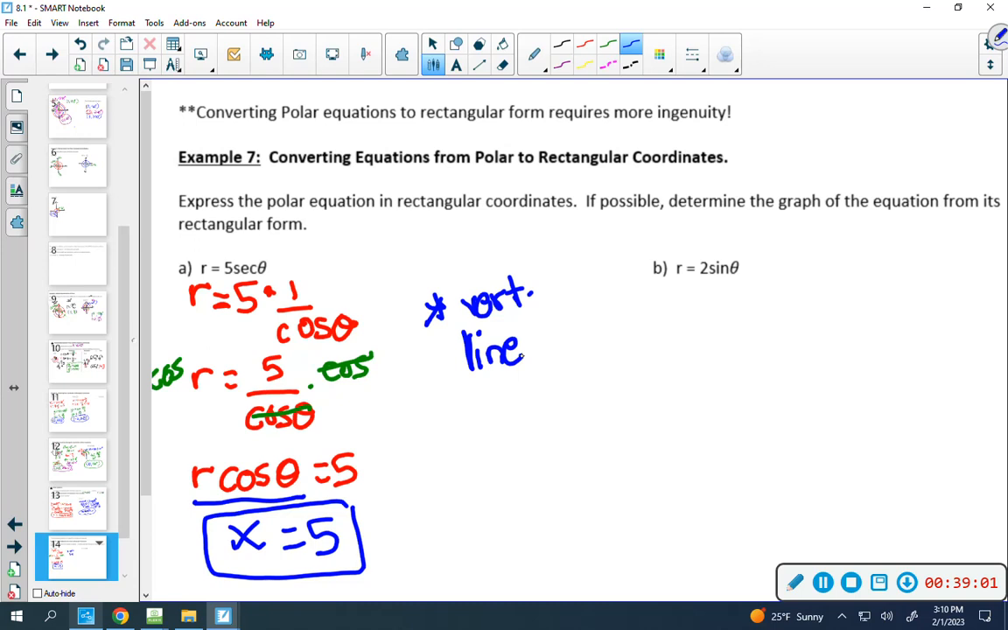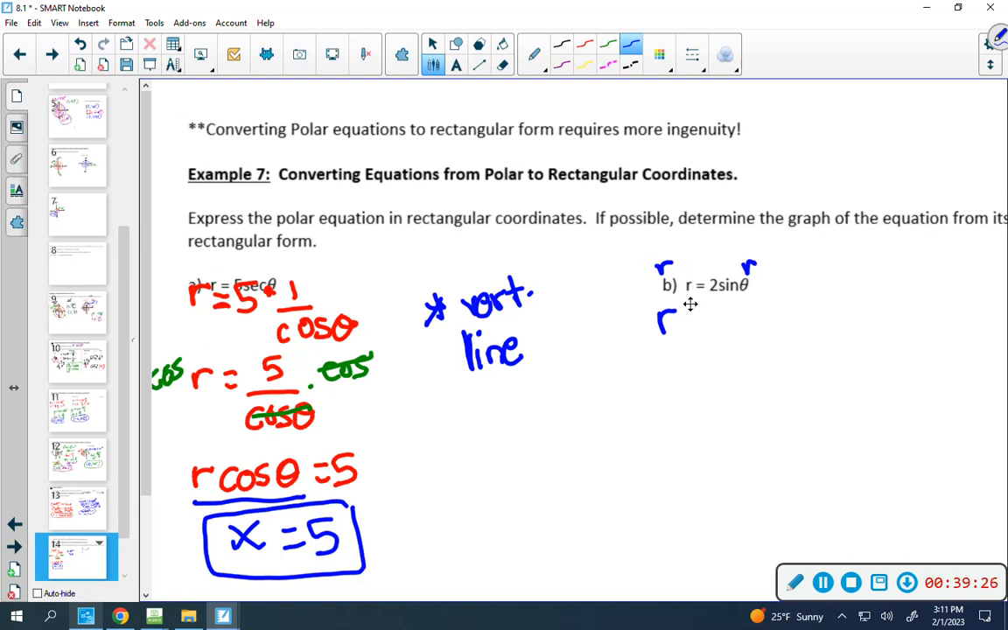So I'm looking at this guy. I like the 2 sine theta, because right away I'm thinking sine, I'm thinking y, right? But our y is r sine theta. I need an r over there with the sine of theta. So I'm going to get creative. I'm going to multiply each side by r. No hard and fast rules here. So r squared, and I like the r by the sine. That's just how I roll.